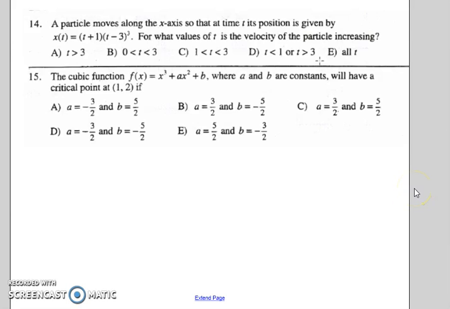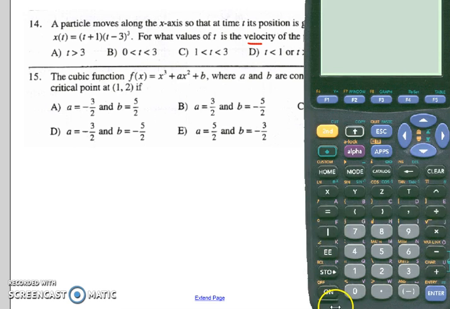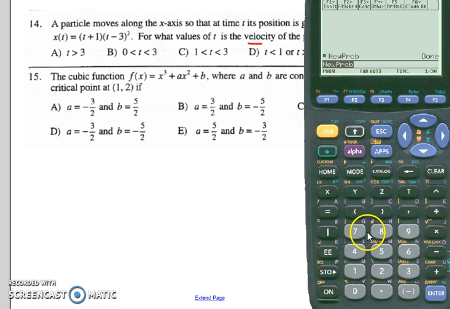All right, let's do 14 first. This is a motion along a line problem, and we're going to do it on the calculator. They want to know where velocity is increasing, which means acceleration as a function of time needs to be greater than 0. So let's go into the calculator and let's differentiate to get the acceleration function.